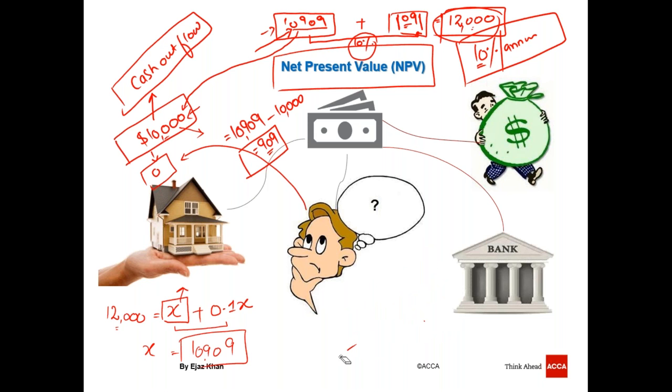Okay, let me explain it again. We just calculated this figure. That is the amount that this company should invest. It was $10,909. If this company invests $10,909 today, after 1 year it will have to pay back this amount to its investors plus 10% of this amount, which will be $12,000.